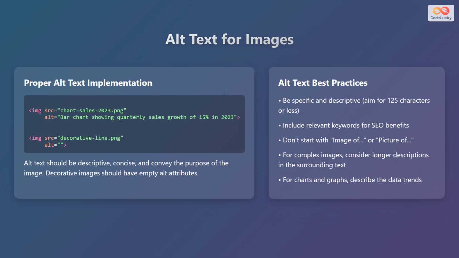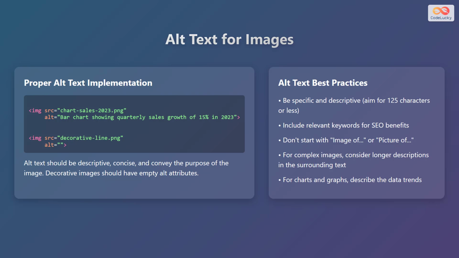Alternative or alt text is essential for image accessibility. A good example includes descriptive alt text like "bar chart showing quarterly sales growth of 15% in 2023." For decorative images, use an empty alt attribute. Alt text should be descriptive, concise, and convey the purpose of the image. Decorative images should have empty alt attributes to be properly ignored by assistive technologies.